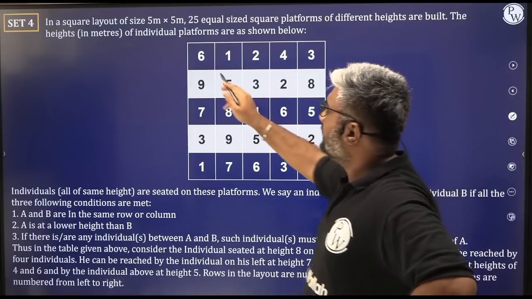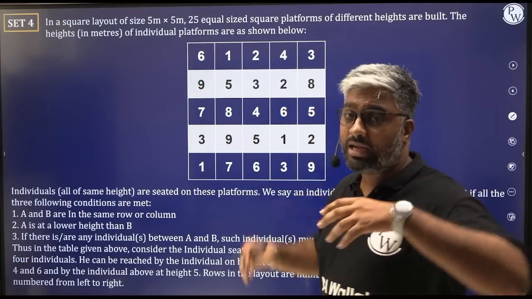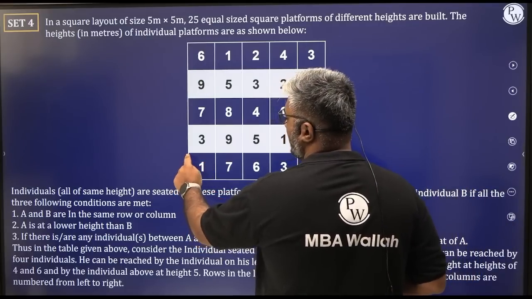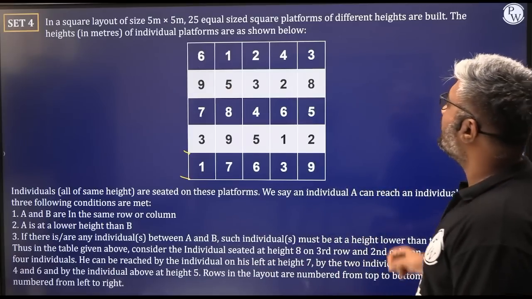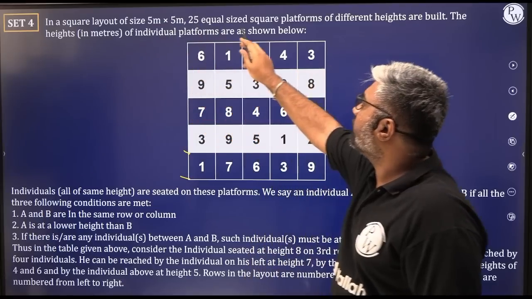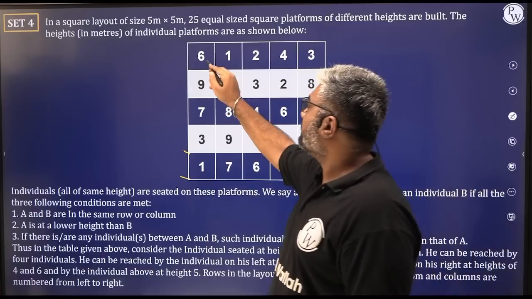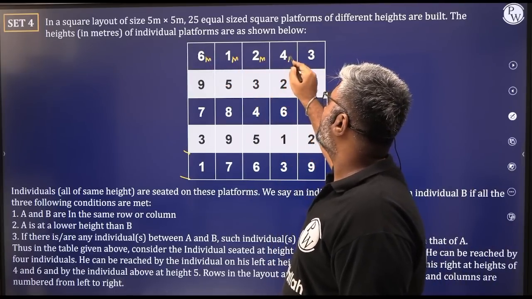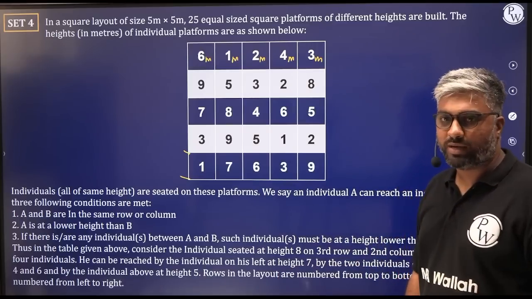So what is here? The length and the breadth are the same. But this is the top view. So if you look at the heights of these platforms, all the platforms have different heights. The height in meters of individual platforms are shown as below. So the number inside the box is basically the height of the platform. So this platform is 6 meters, this one is 1 meter, this one is 2 meters, and so on. This is how the heights of all 25 platforms are given.